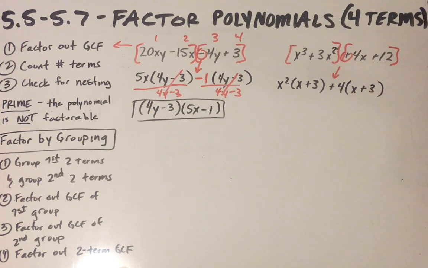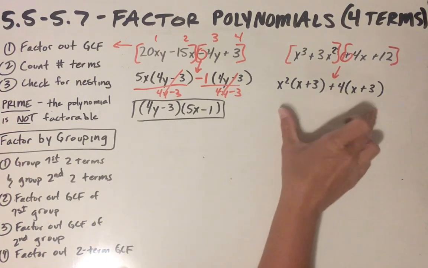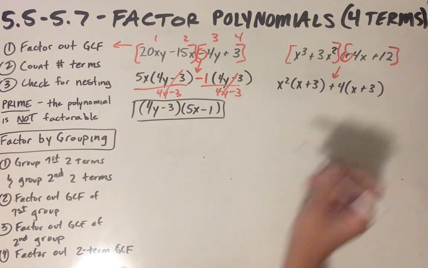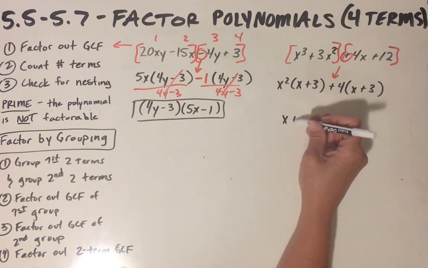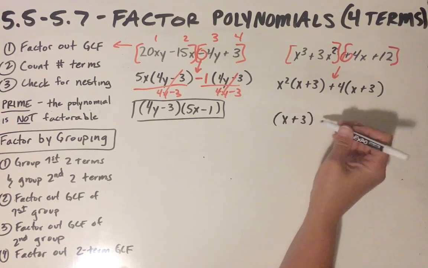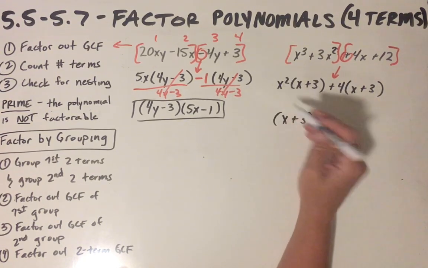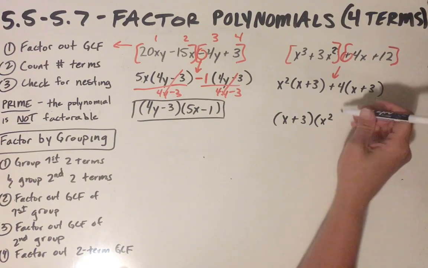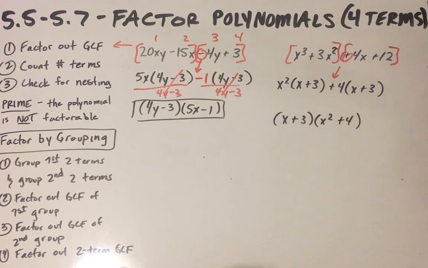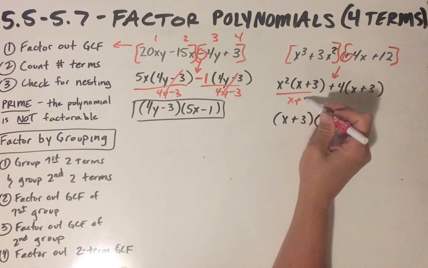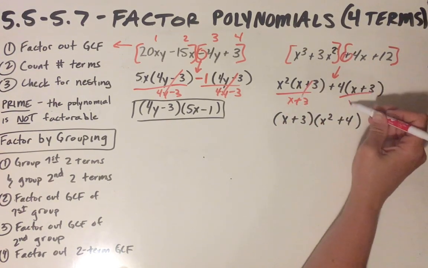And that's great because now when I'm looking at this, I'm going to say, well, what about the 2-term GCF? What do these have in common? You can see that they both have an x plus 3. And when you're writing what's left, you're literally going to have the coefficient right here, the x squared, and the plus 4. That's because you're dividing out x plus 3 when you pull out this GCF.